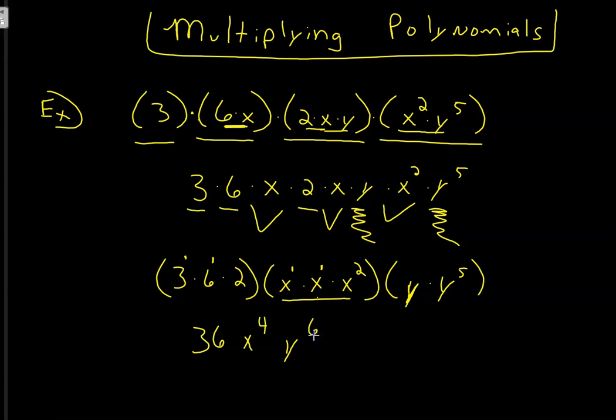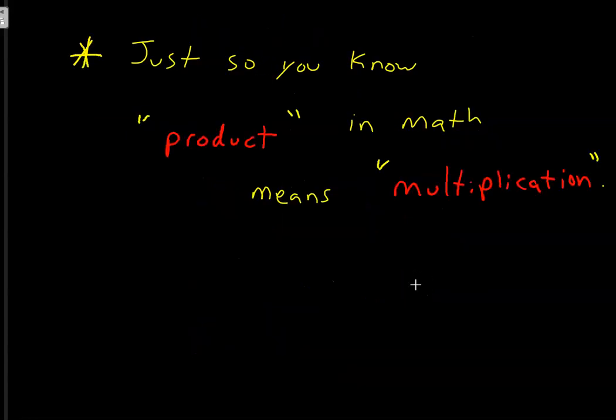So the product of all of this, product means to multiply, is more simply written as 36 x to the fourth y to the sixth power. Alright, so that's the first note on multiplying polynomials. Pause the video, copy that as a note. I got another example for you. Just so you know, product in math means multiplication. Product means multiplication or to multiply, either way you think about it.